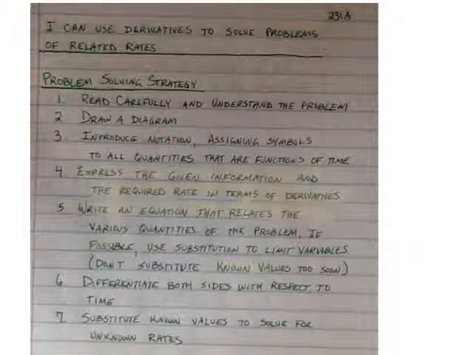Write an equation that relates the various quantities of the problem, and sometimes you can use substitution to limit the number of variables, but don't substitute in your known values too soon. That's the most common mistake people make on these. Step 6, differentiate both sides with respect to time. And step 7, you substitute your known values to solve for the unknown values.